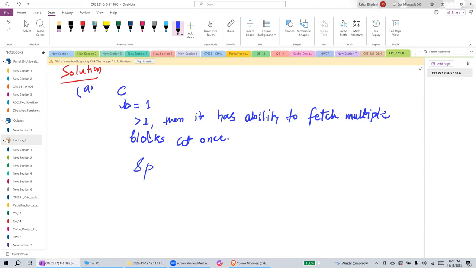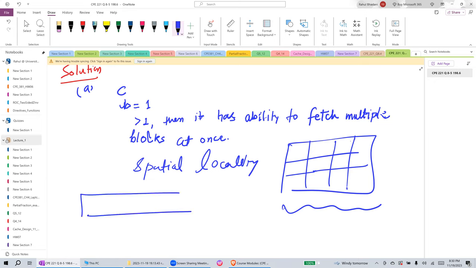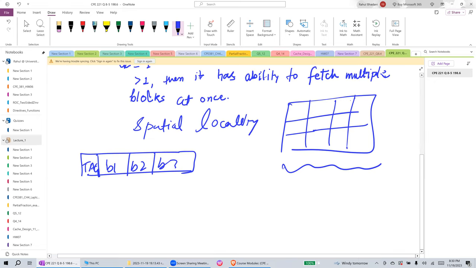So the spatial locality. And if we have a B greater than one, then you will have multiple columns, like this. Not to confuse these columns with N ways. In this case, the tags would be the same. So B1, B2, B3 will be the blocks, but the tag would be the same.